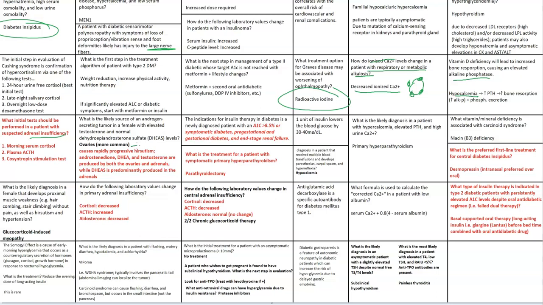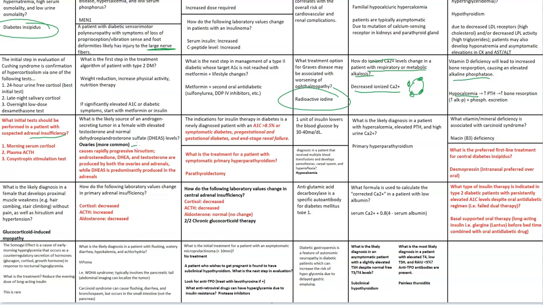What is the most likely diagnosis in a female that presents with proximal muscle weakness, such as hair combing and stair climbing, without pain, as well as hirsutism and hypertension? That would be glucocorticoid-induced myopathy. How do the following laboratory studies change in primary adrenal insufficiency? Cortisol will be decreased, ACTH is increased, aldosterone is decreased.